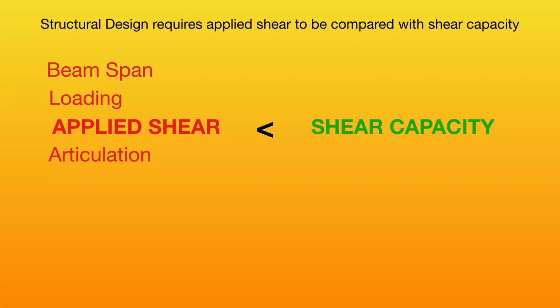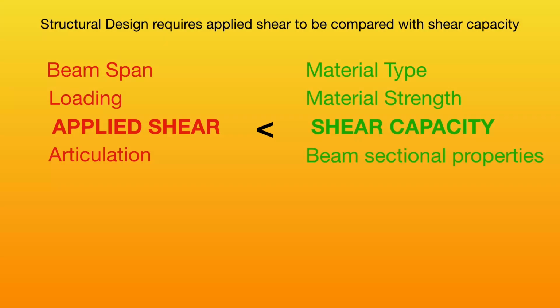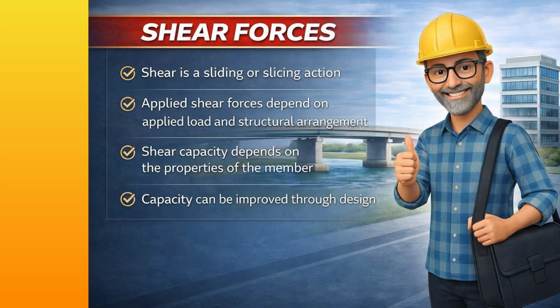So what helps determine the shear capacity? There's material type, material strength, there's the beam sectional properties such as the height and the thickness of the web. There's also the beam detailing, which could be the introduction of stiffeners on a steel beam, like we showed in the previous example, or the way that the reinforcement is detailed within a concrete beam.